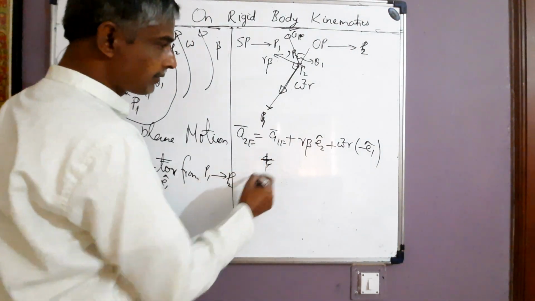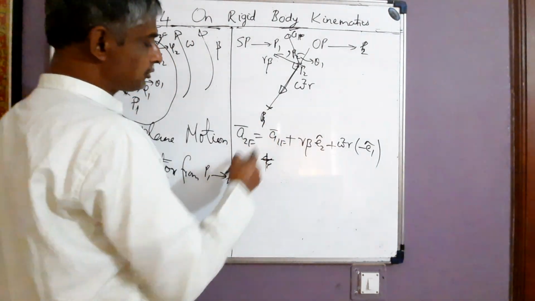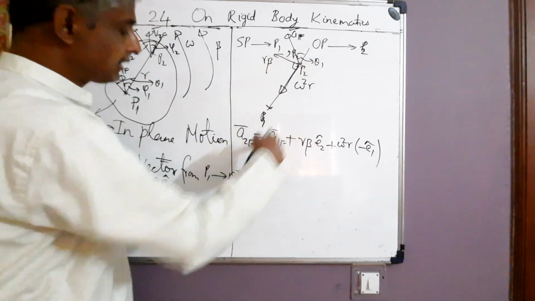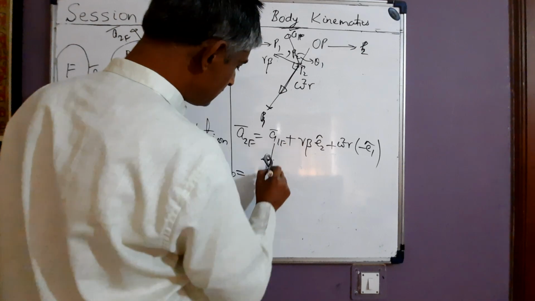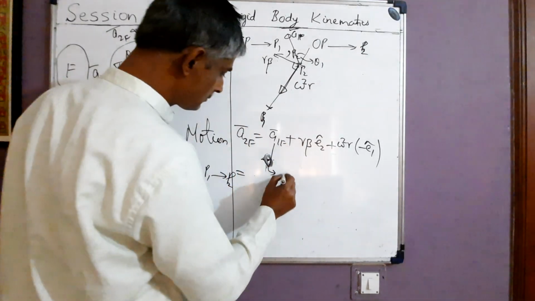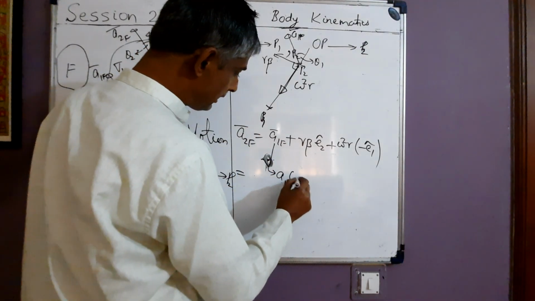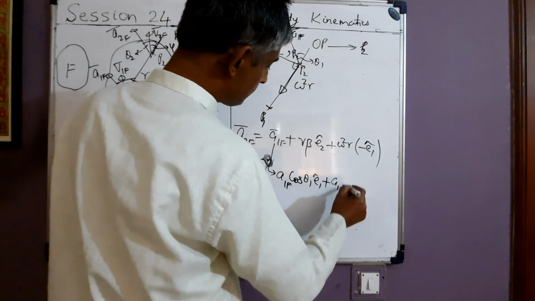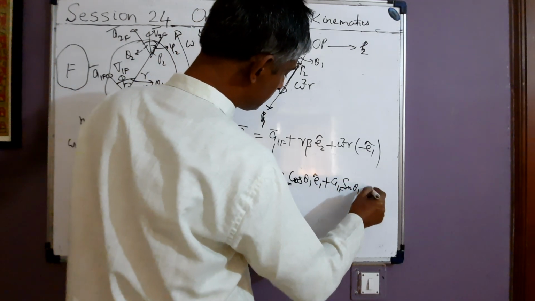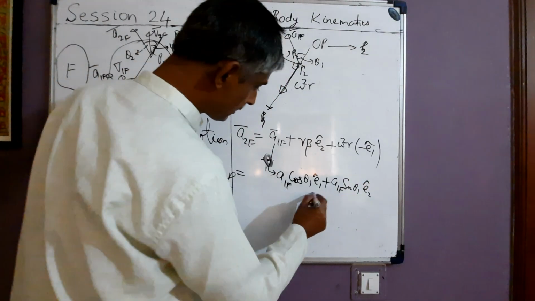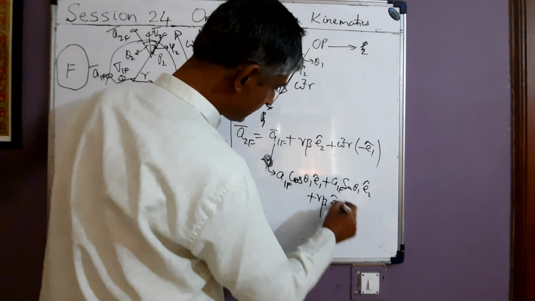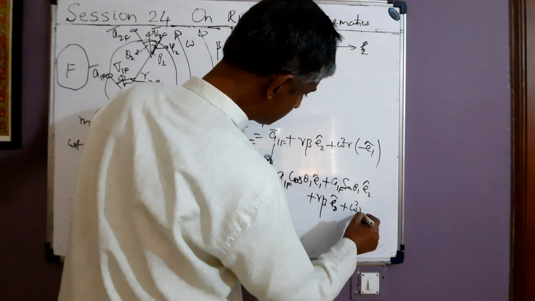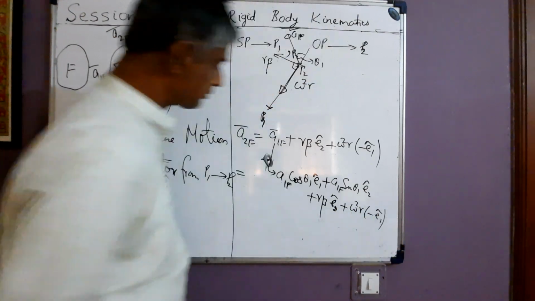Okay, fine. Now A1f, I'll break it up. A1f I'll resolve into E1, E2. So A1f will be written as A1f cos theta 1 into E1 hat plus A1f sin theta 1 into E2 hat, plus r beta E2 hat, plus omega square r into minus E1 hat.